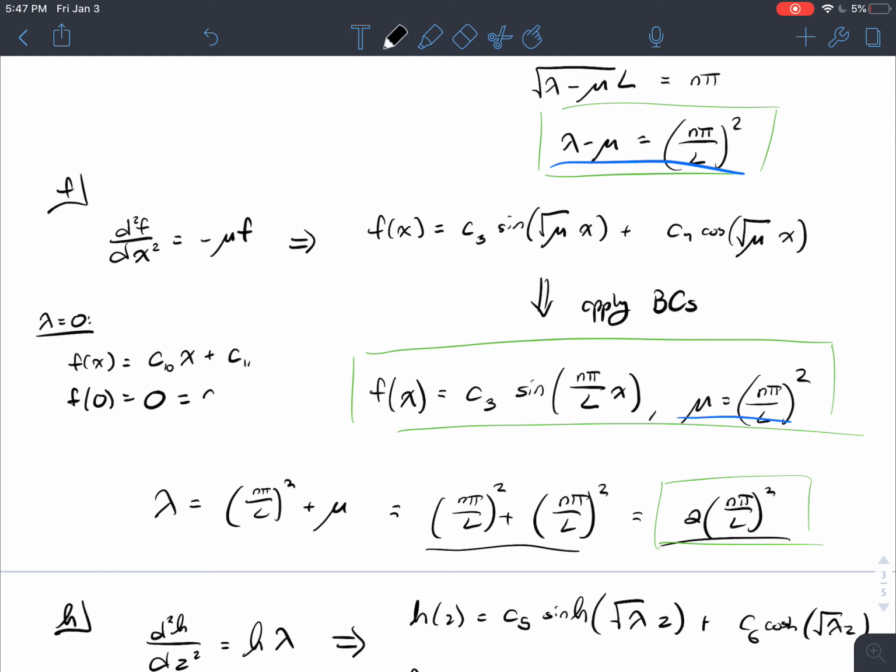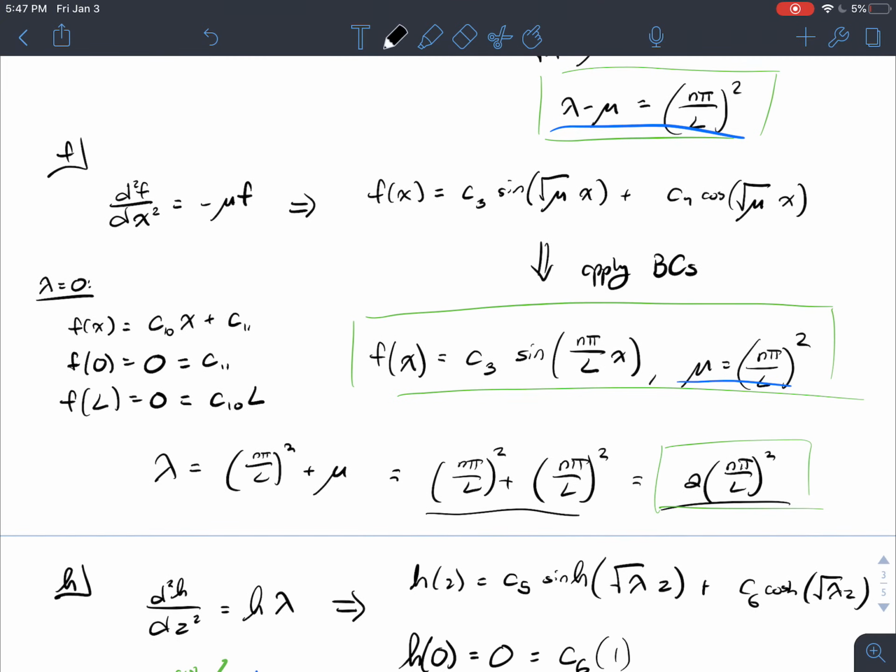So f at 0 is equal to c11. But then we are also told that at L, f is also equal to 0. It's equal to c10 L. The issue here is that L does not equal 0. So if L does not equal 0, then c10 must be 0. However, that just tells us that f of x is equal to 0 for lambda equals 0, which is the trivial solution. Consequently, lambda cannot equal 0, because otherwise we just get the trivial solution.